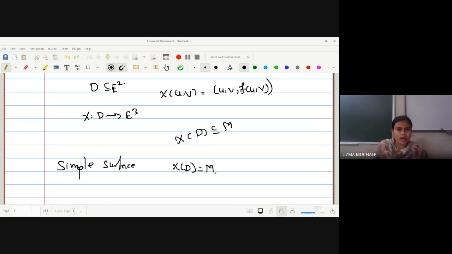Okay, now just in the last lecture we have seen one example in which we have found the surface, or we can say our sphere, the northern hemisphere we have seen. And in the northern hemisphere, can you say that this is an example of a simple surface?